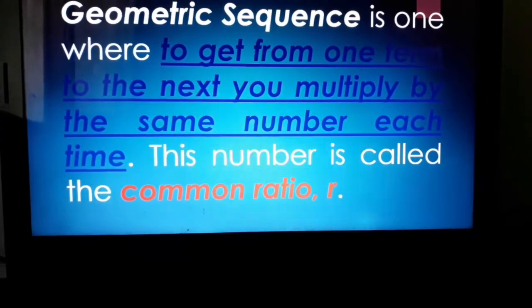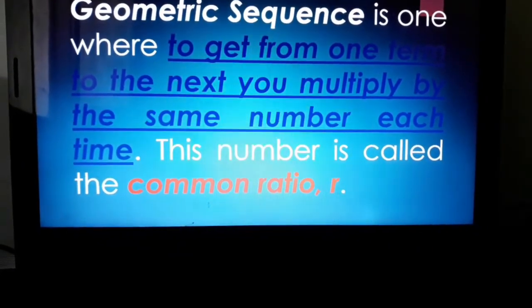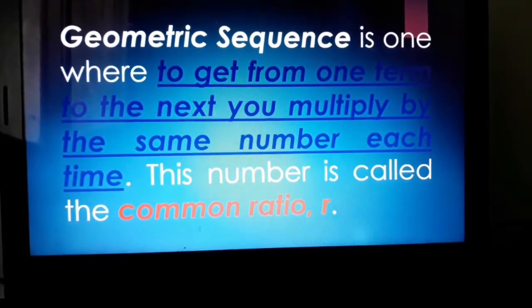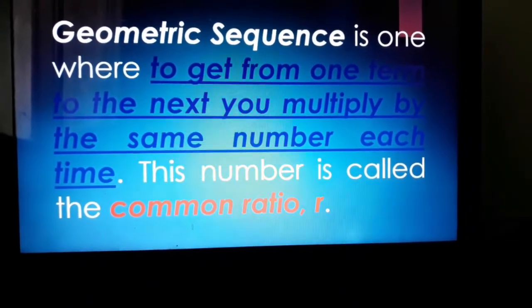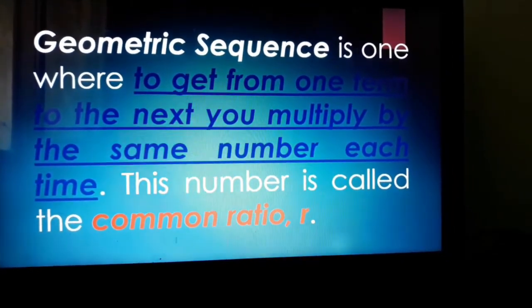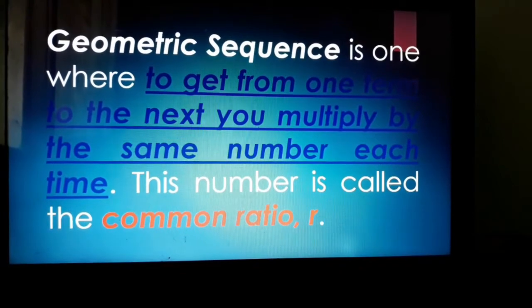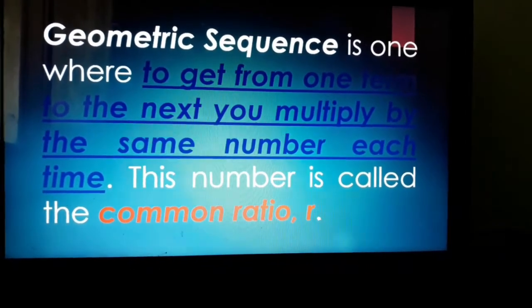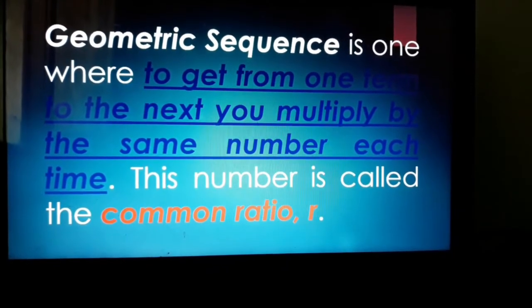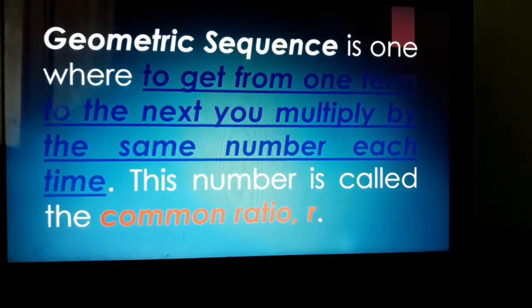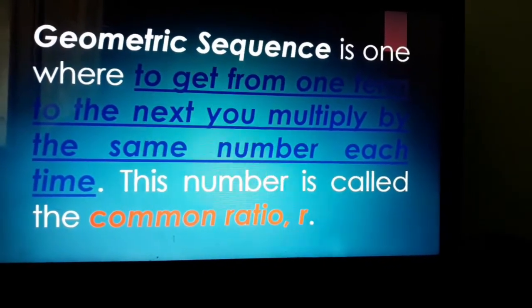Geometric sequence is one where to get from one term to the next, you multiply by the same number each time. This number is called the common ratio, or the symbol is R. So according to this definition, to get from one term to the next, you need to multiply using the same number. At yung same number na tinutukoy dito is what we call the common ratio.